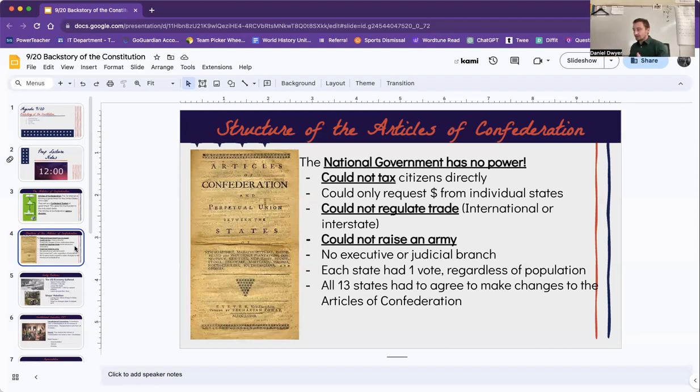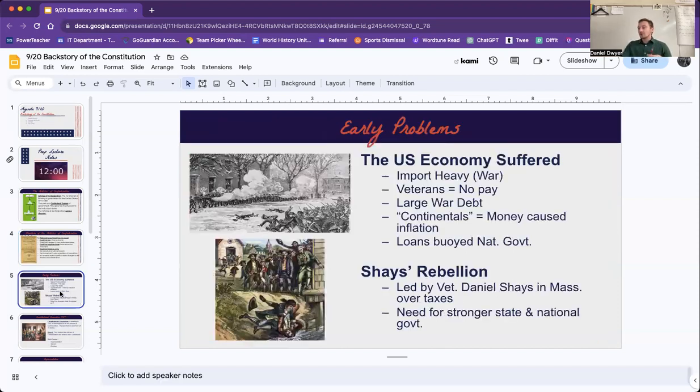So again, all 13 had to come together to make any sort of change, even if the state was tiny like Rhode Island or really big. Not that Rhode Island had the smallest population, but they did at the time. Irrelevant.